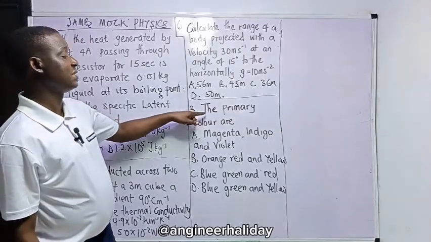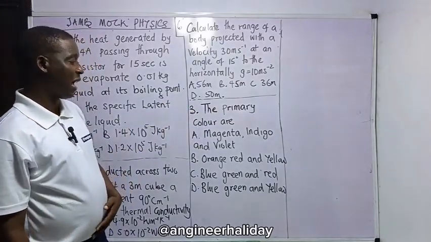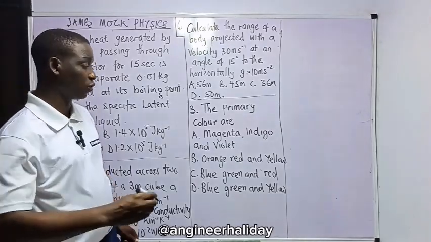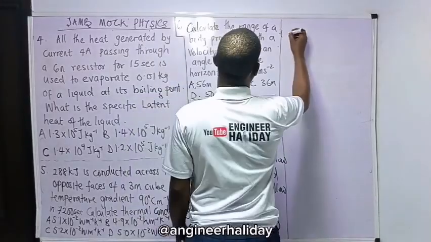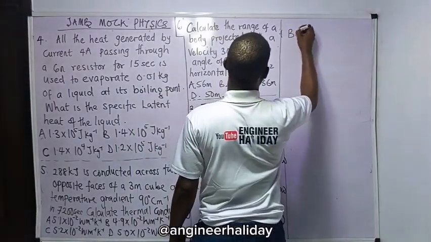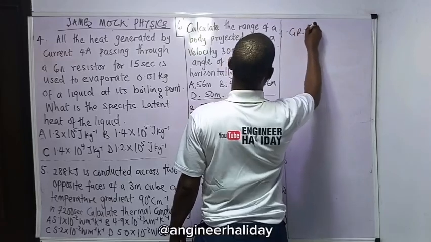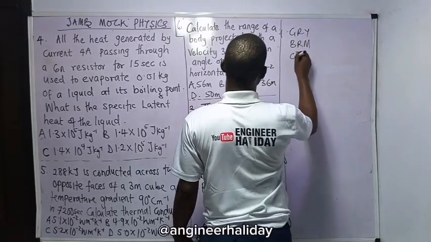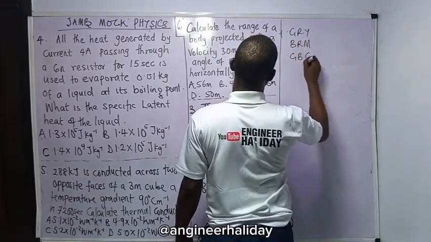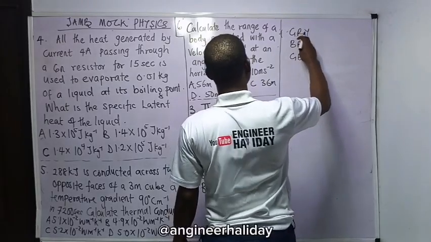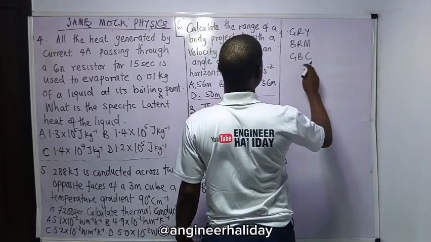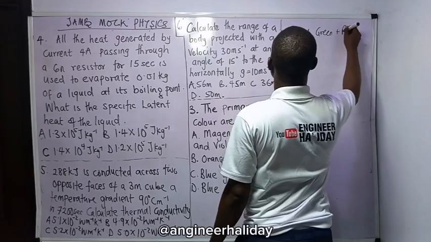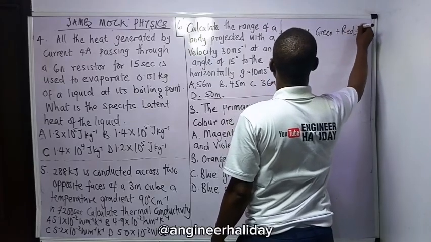Number 3 says the primary colors are dash. For me to answer this question, let me give you a shortcut, which we call the dry, the brim, and whisk. What does that mean? It means green plus red produces yellow.